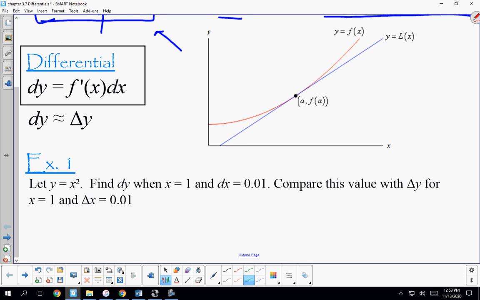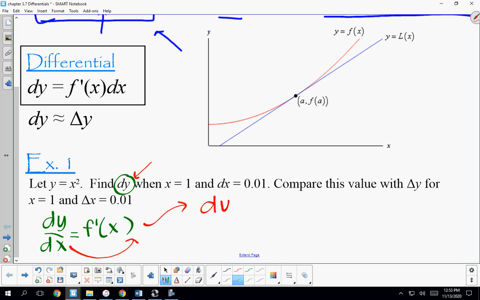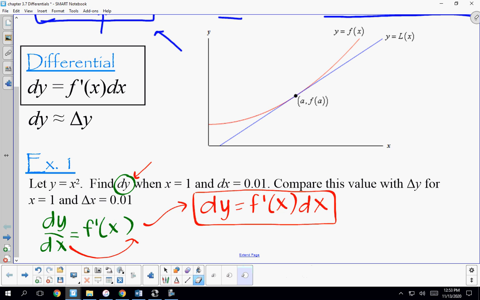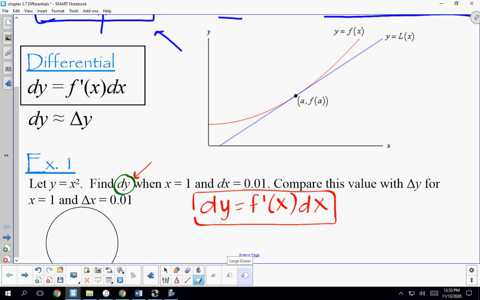So our first example says find dy. So find the differential. The way I remember this is I've seen dy dx all year long, and I know that's another way to write the derivative. If I'm just looking for dy, I can take this over here by multiplication, and I get that dy is equal to whatever the derivative is times dx. So this is the formula I'm going to use to answer this question. And all that I'm erasing is just kind of how I remember it.